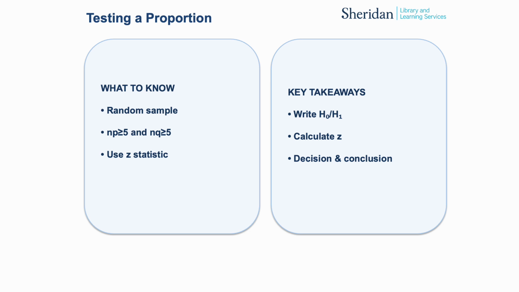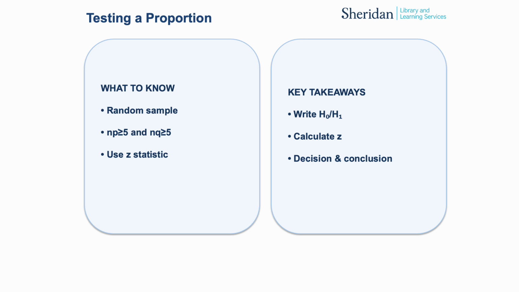Remember that P is the proportion stated in the null hypothesis, not the sample proportion that you calculate from the data. Many students accidentally use the sample proportion when checking these conditions, so pay close attention to which value you are using. Once the assumptions are satisfied, the hypothesis test follows the same process every time.